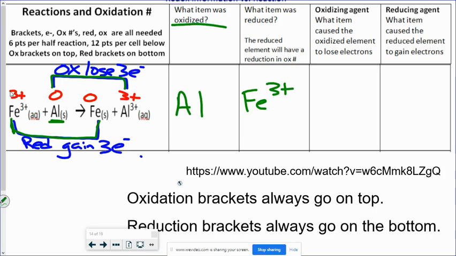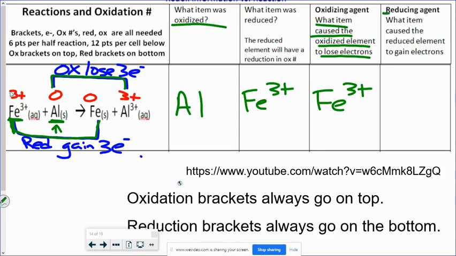The oxidizing agent. What item caused the oxidized element to lose electrons? Okay, so the aluminum is oxidized. This iron right here, needing to gain 3 electrons, caused this aluminum to be oxidized. So the Fe3 positive is called the oxidizing agent. What caused the aluminum to lose electrons? That would be the Fe3 positive ions caused that.